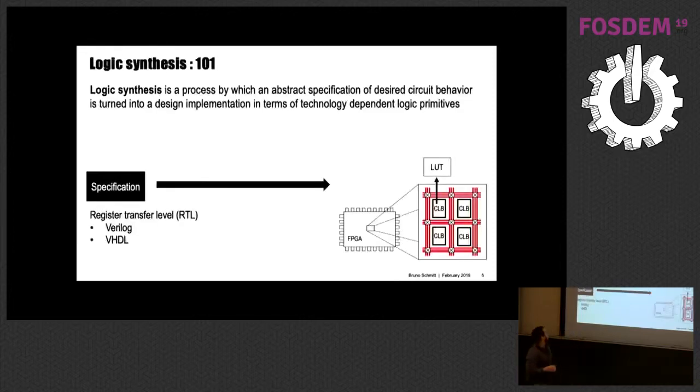So logic synthesis is the process by which we take some abstract specification of a circuit behavior, and then we map it to some technology-dependent logic primitives. So we have a specification, for example, in RTL, Verilog, VHDL, and then we want to map it into an FPGA. And we know that at some point we need to map it to some LUT network, lookup table networks that lie inside the FPGAs.